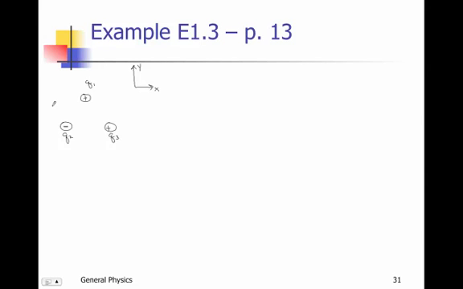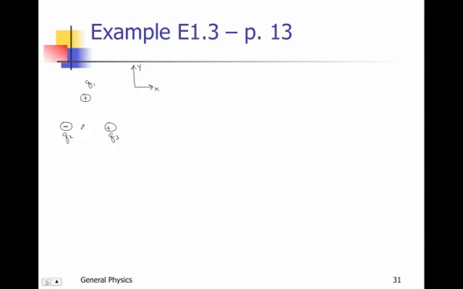Next, I'm going to go through example E1.3 on page 13 in the book. And what they're asking for you to do is to calculate the magnitude and the direction of the net force in terms of Q, the charge, and D, the distance. And so we have our figure here. We have charges Q1, Q2, and Q3. And we want to find the net force on Q1 in terms of those quantities. So we don't have any numbers. We're going to keep our answer in terms of the letters that represent those numbers.